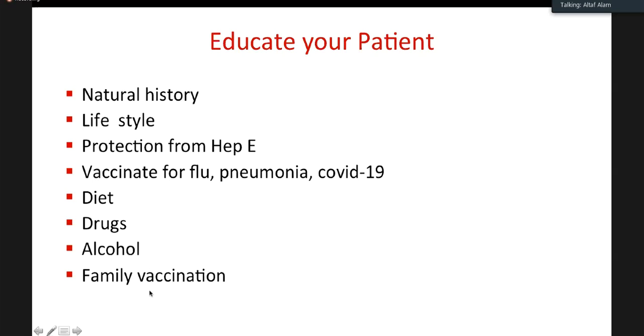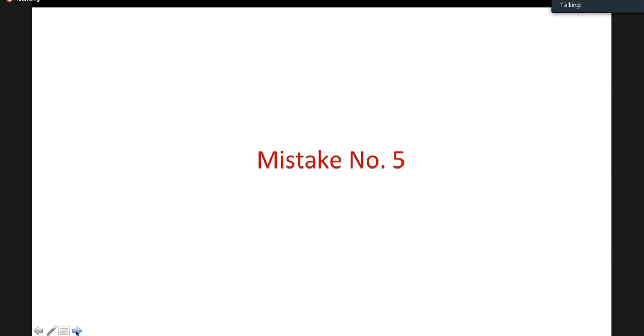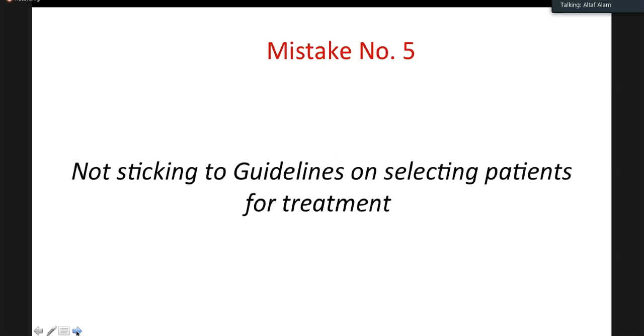And don't forget family vaccination. So you need to tell the patient to get your family, if they are negative and not vaccinated, they should get vaccinated. So it is important to talk about these things. And this is the mistake that we are making every day, although with passage of time, this is becoming less and less. Next mistake, not sticking to guidelines on selecting patients for treatment.